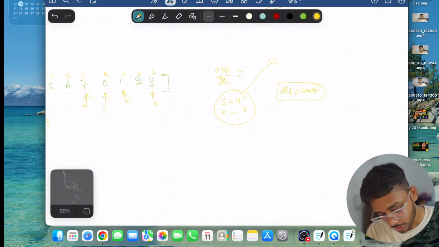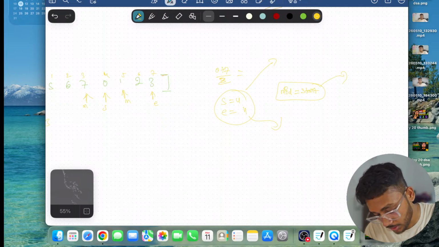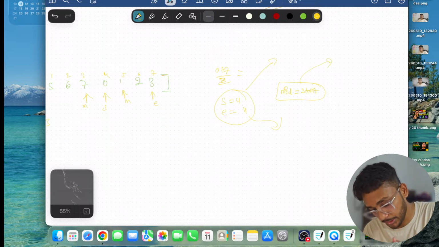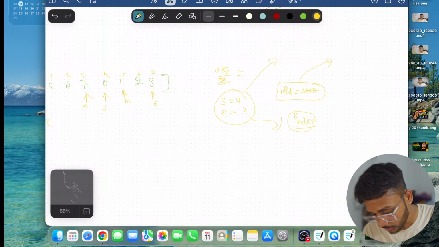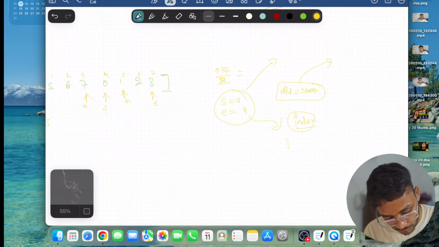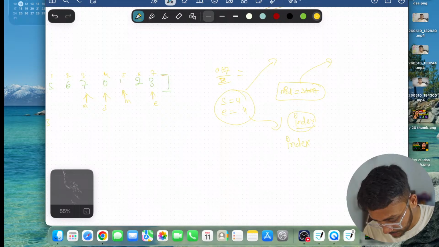So maybe when we are at the corner case, we need to check it. If mid is equal to start, that means it could be a potential number, but if we are updating the index, we'll check whether this number is greater than the previous number. If it is greater, then we can definitely consider it. And finally, whatever index we get, the result will be index plus 1. Index is 3, index plus 1 is 4.